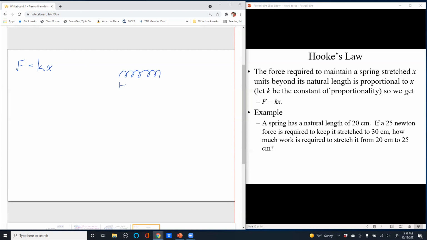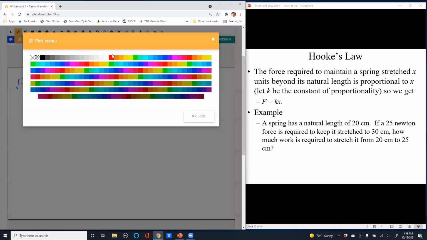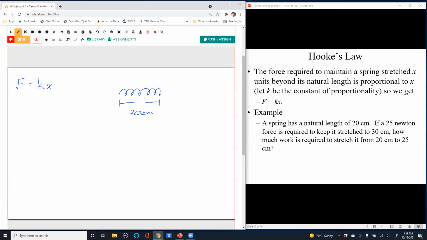So let's say that the unstretched, uncompressed spring is 20 centimeters. What we know is that a 25 Newton force is needed to stretch it an extra 10 centimeters. So let's change colors for the stretched part. So we stretch it an extra 10 centimeters. Sorry, this isn't to scale, but you get the idea. So what's happening is we stretch it up to 10 centimeters. This is the amount of force.